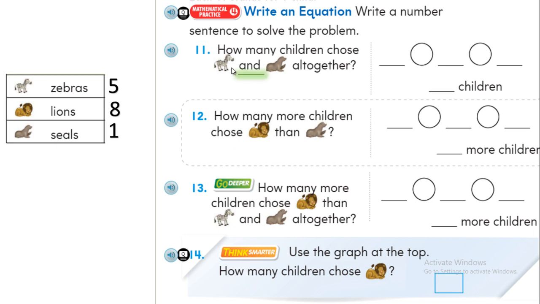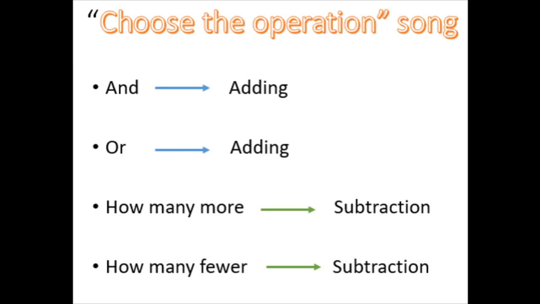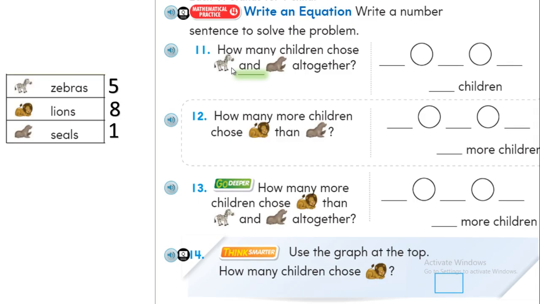The keyword here is and. And when you find this word, underline it, and then you remember the song. And adding or adding. How many more? Subtraction. How many fewer? Subtraction. Again. And adding or adding. How many more? Subtraction. How many fewer? Subtraction.